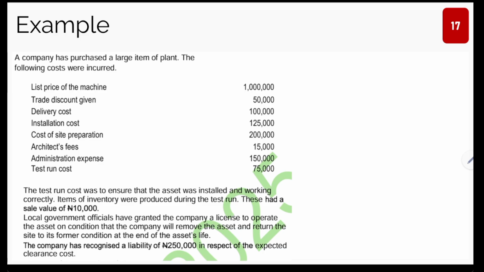Okay, so let's see what costs should be capitalized and what costs should not be capitalized. The list price of the machine, should it be? Yes, it should be. So this passes.